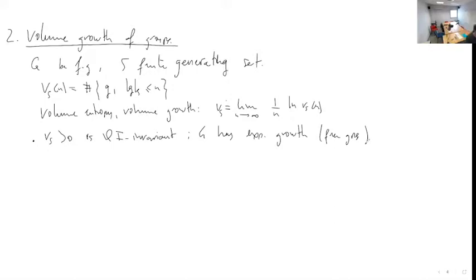Okay, so if v_S is 0, this is also a quasi-isometric invariant, but then maybe the growth is smaller than exponential, does not grow faster than a polynomial in n. And then we say that G has polynomial growth. And this is also a property that is invariant under quasi-isometries.